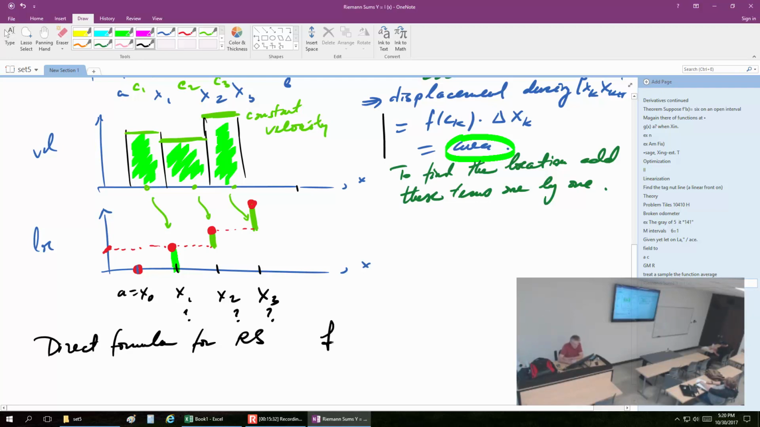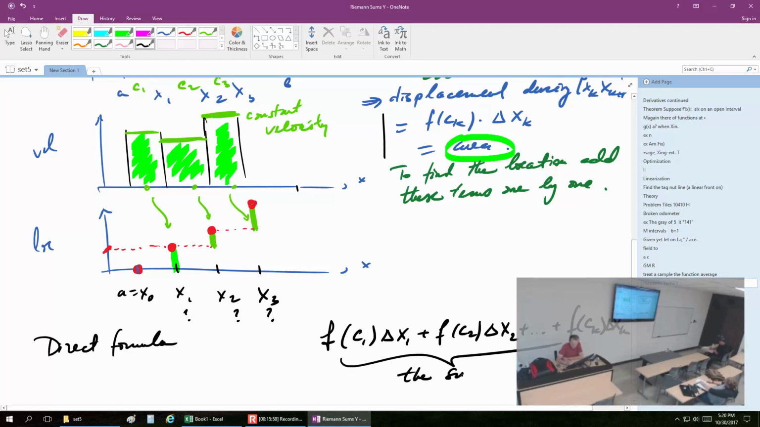It will be f of c1 delta x1, plus f of c2 delta x2, and so on, up to f of ck delta xk. Okay, so that is the sum of the areas of k rectangles, and that is the total displacement.